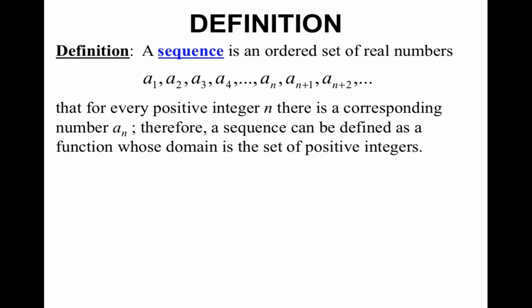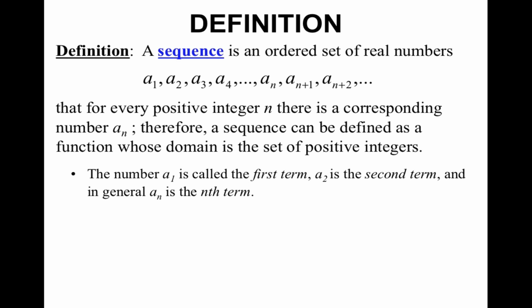A sequence is an ordered set of real numbers, a sub 1, a sub 2, etc., to a sub n, and then a sub n plus 1, and so on, such that for every positive integer n, there is a corresponding number a sub n. Therefore, a sequence can be defined as a function whose domain is the set of positive integers.